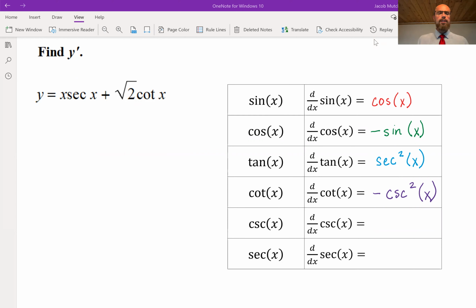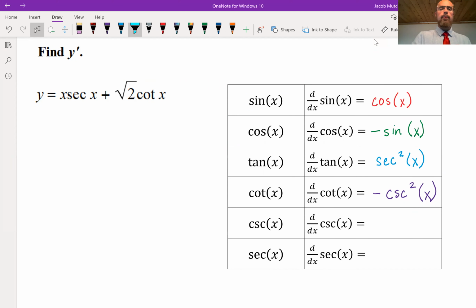Our function we're trying to take the derivative of for this example is y equals x times secant of x plus the square root of 2 times cotangent of x. So the one rule that I don't have recorded here in my table is the derivative of tangent of x, I'm sorry, of secant of x. So that's that last entry in our chart. Let's go ahead and say what that derivative is.